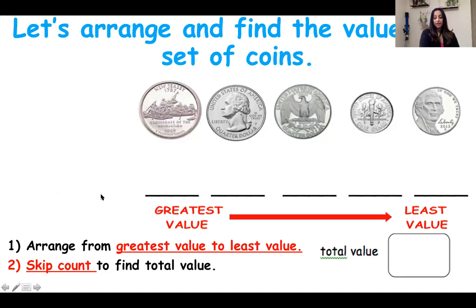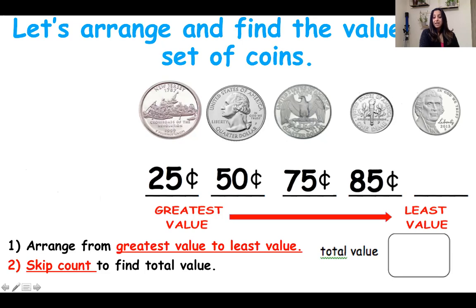All right, let's count the value. Now we're gonna count our 25s 3 times. 25 cents, 50 cents, 75 cents. Now we're switching to counting by tens, 75 cents, 85 cents. And now we switch to counting by fives, 85 cents, 90 cents. So the total value of this coin collection is 90 cents.